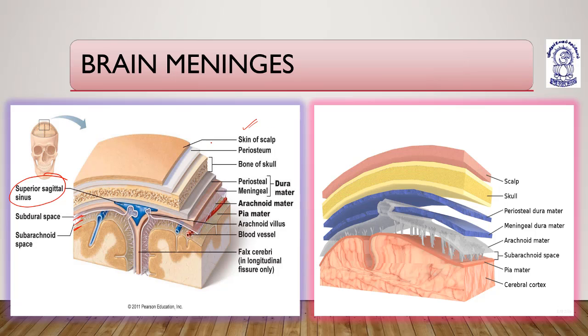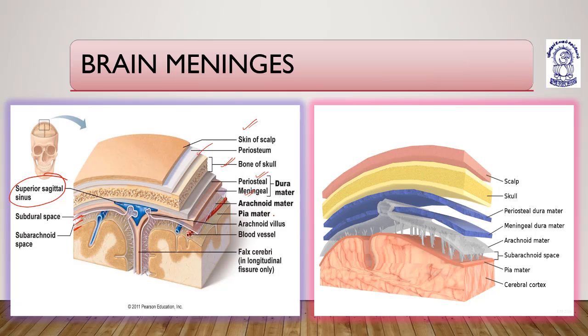This is the skin of the scalp. This is the periosteum. These are the bones of the skull. This is the covering of the bones of the skull, known as periosteum or periosteal. Then these are meninges. So dura mater is basically divided into two parts. One is the periosteal covering and the second one is the meningeal covering. This is the arachnoid mater and the third one is pia mater.